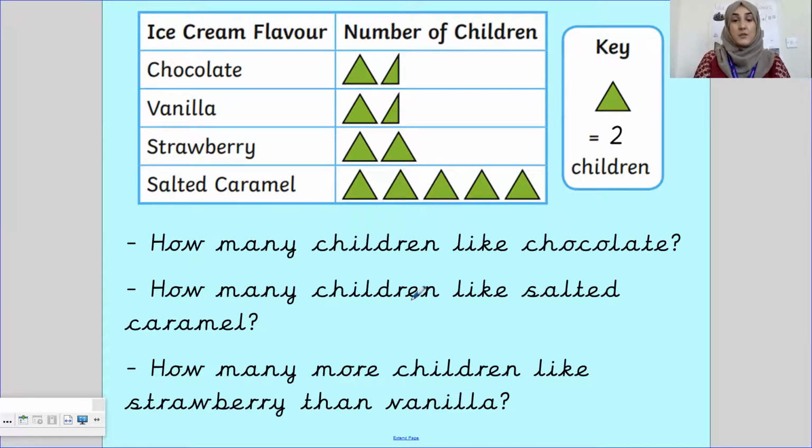Okie dokie, let's go through them together. How many children like chocolate? So I can see from the key that one triangle equals 2. So that's 2, and that's half a triangle, so that equals 1. So 2 add 1 equals 3 altogether.